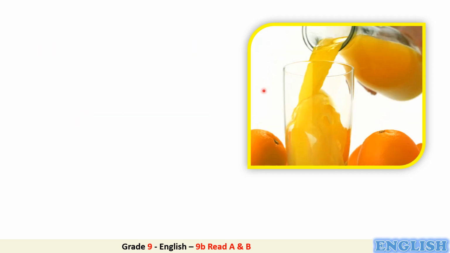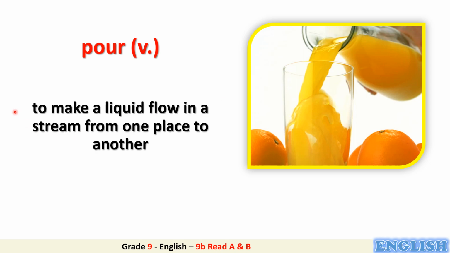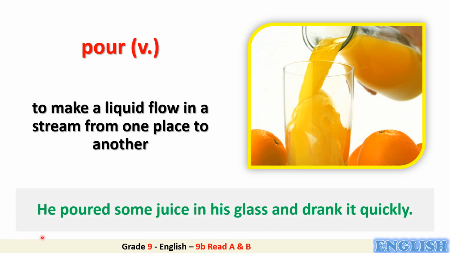I think most people like orange juice. What is happening here? Someone is pouring orange juice. To pour means to make a liquid flow in a stream from one place to another. For example, he poured some juice in his glass and drank it quickly.